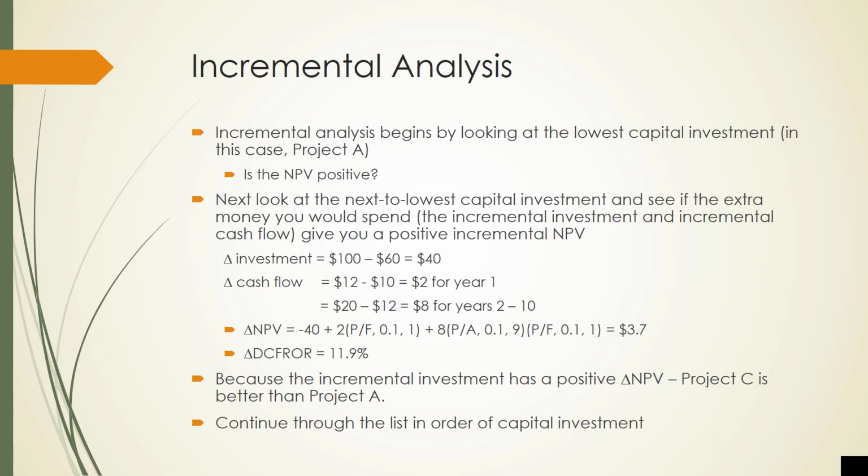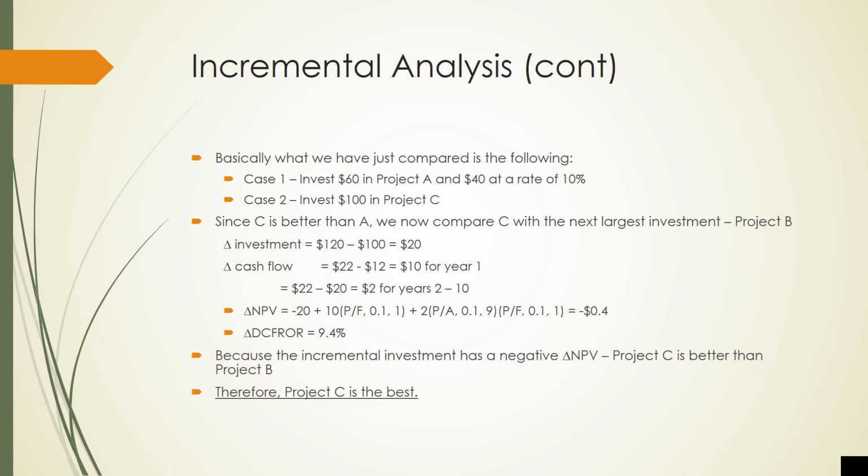So my next choice, the next most expensive, is Project B at $120 million. Now, Project C is my best now. So I compared C to A, and C won. So now I'm going to compare B to C. I'm going to spend an extra 20 million, and my cash flows give me a negative net present value. That extra 20 million spent loses money.